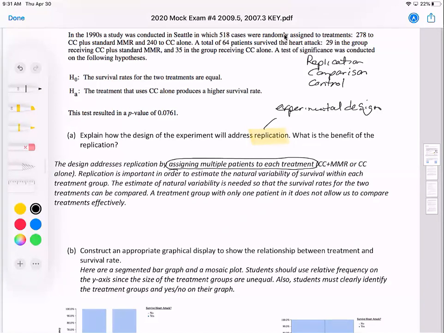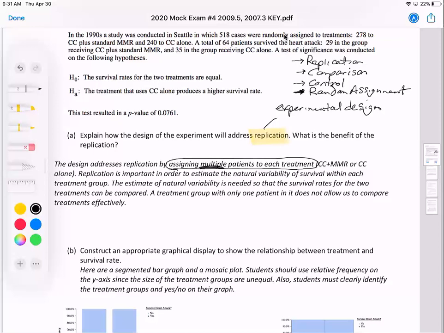And then you have replication, and you need random assignment of treatments. So when comparing treatments, you want to randomly assign them. You want to control for other factors that you can control for. You're hoping that the random assignment will equally distribute the things that you can't control for. And then you need a lot more than just one person per treatment group. So that's what we have: multiple patients in each treatment group.